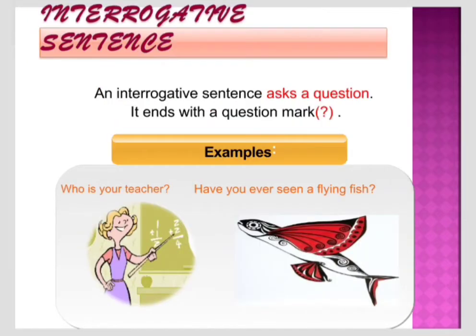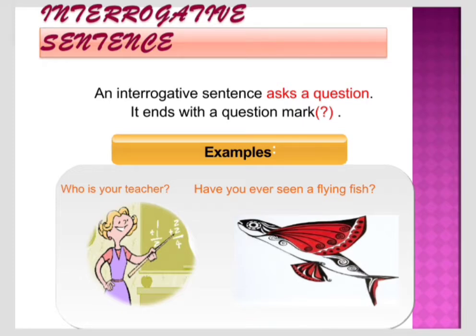Moving on to the next category, which is of interrogative sentence. Now, what is an interrogative sentence? From the term interrogative, you can understand that it poses a question. It asks a question, hence ends with a question mark. For example, who is your teacher? Have you ever seen a fish flying? Now, all these sentences are question or interrogative sentences, which are ending with a question mark.